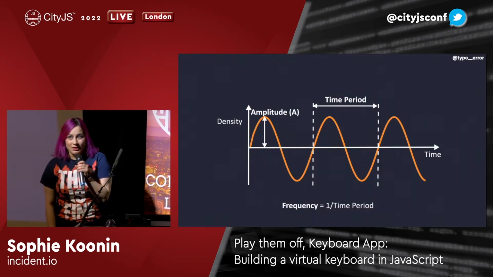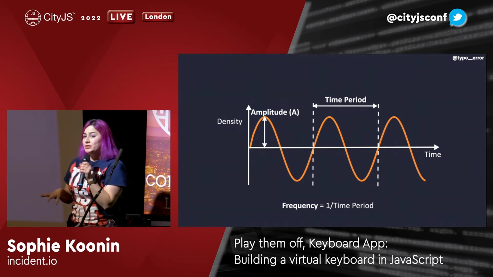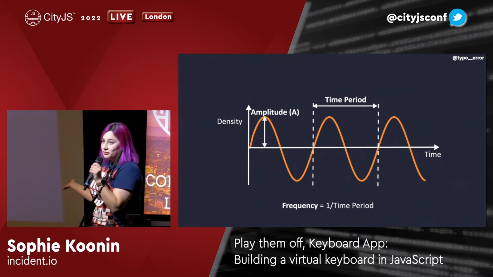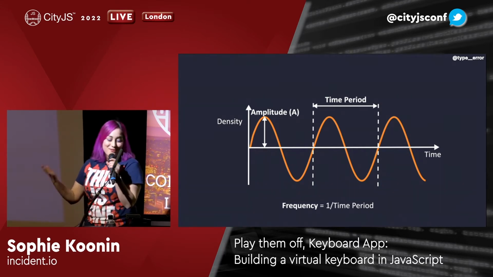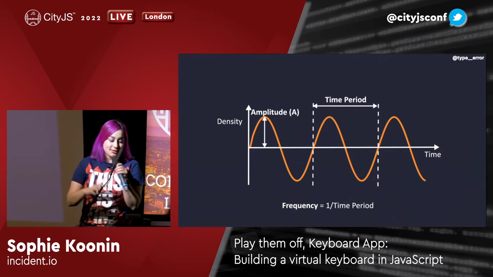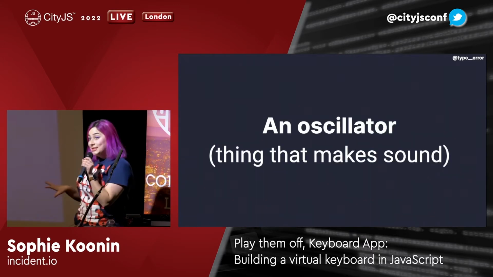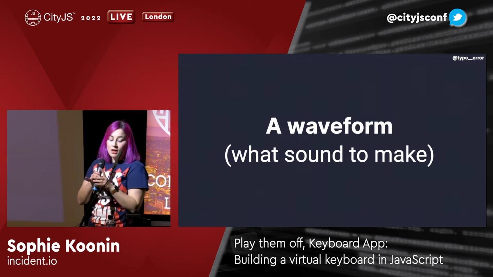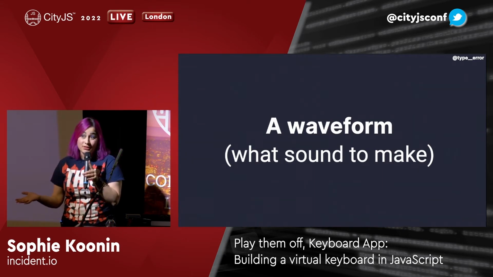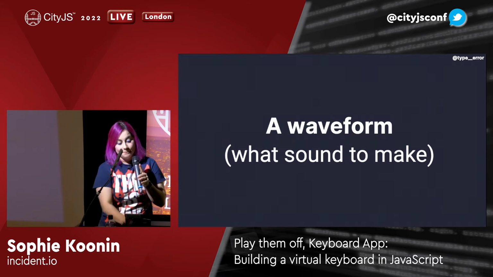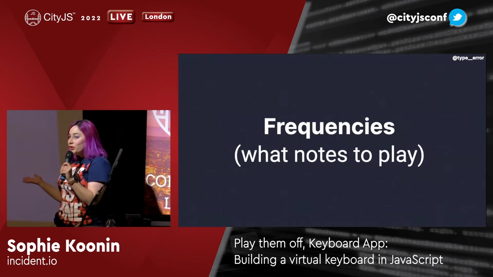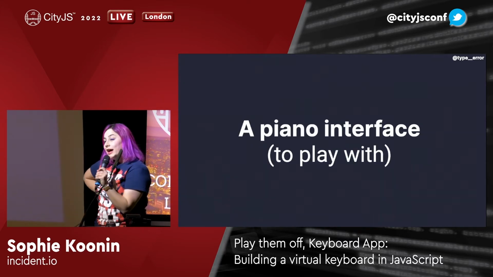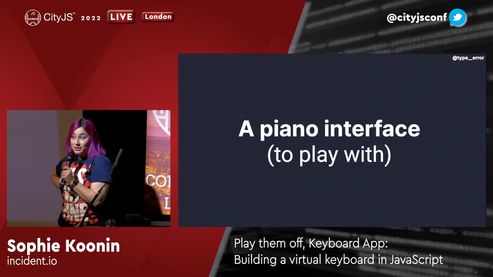So looking at those sound waves that we learned about before, what synthesizers do is they generate these waves electronically to make sound. And that's what we need to do, but with code. We're going to build a little synthesizer. So what we need is an oscillator, which is the thing that makes the waveform that makes sound. We need to actually define what that waveform is going to look like. And then we need to know the frequencies of all the notes on the piano to be able to tell the oscillator what sound to play. And finally, we need a user interface that we can interact with to actually play the piano.